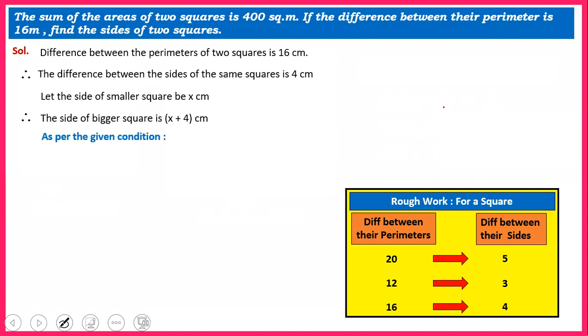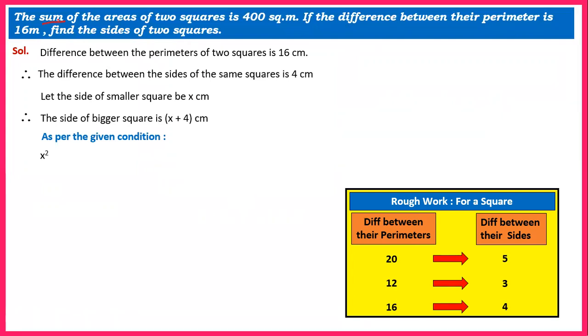It says sum of the areas. Now, if you carefully see the question, the first statement, sum of their areas, and we know the area of a square is side square. So when they say sum, we know addition of their areas.